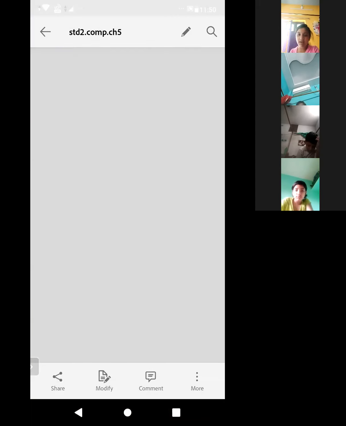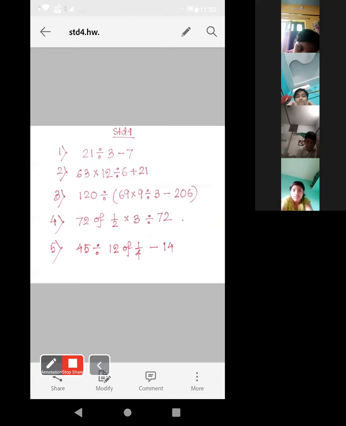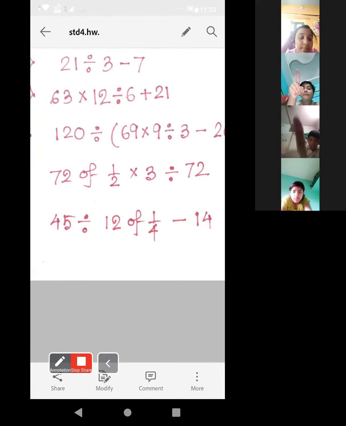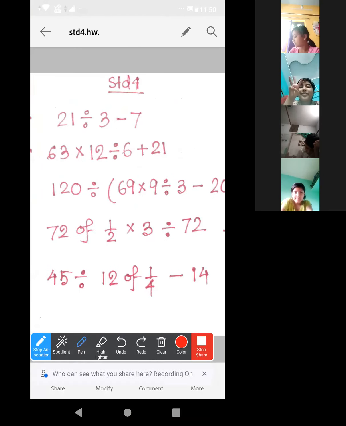Before Exercise B, let me explain this homework, the last two sums. All of you write this one in your copy. The fourth one first: 72 of 1 by 2.